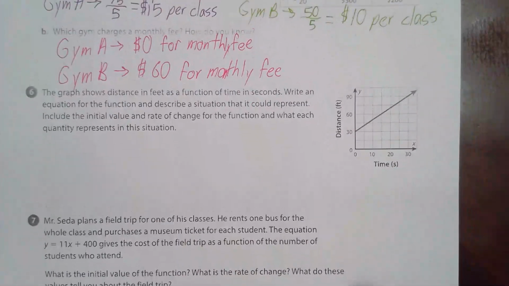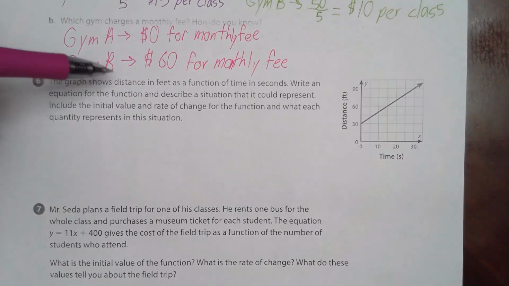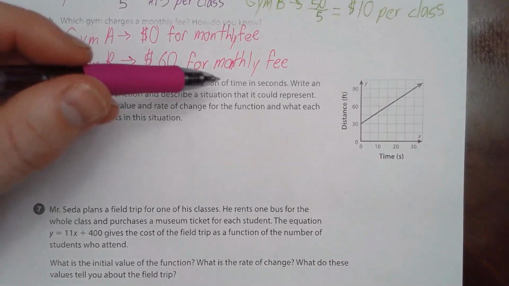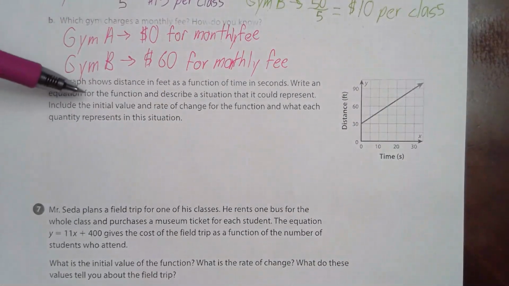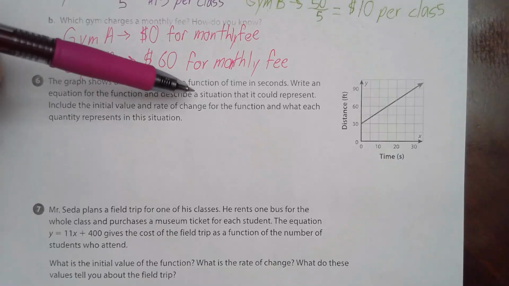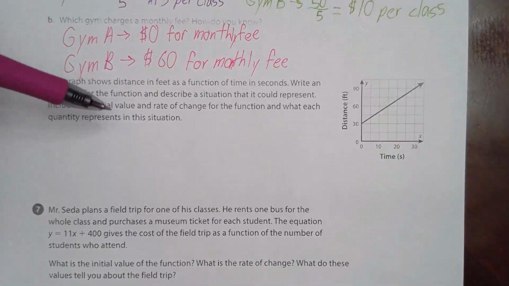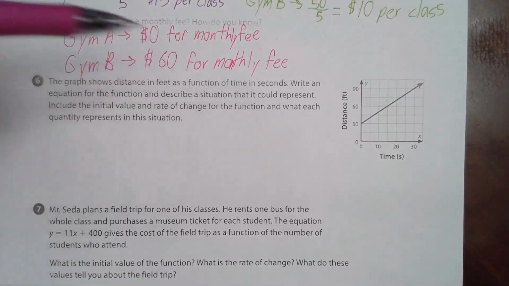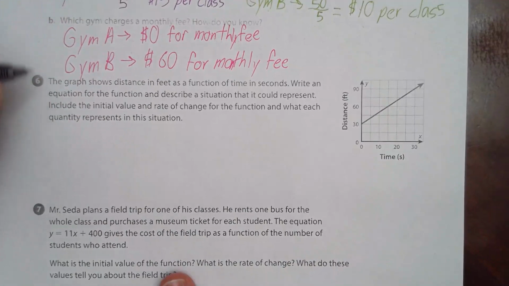Okay, let's look at just a couple more real quick. Number 6 says the graph shows the distance in feet as a function of time in seconds. Write an equation for the function and describe a situation that it could represent. Include the initial value and rate of change for the function and what each quantity represents. Okay, so the initial value.